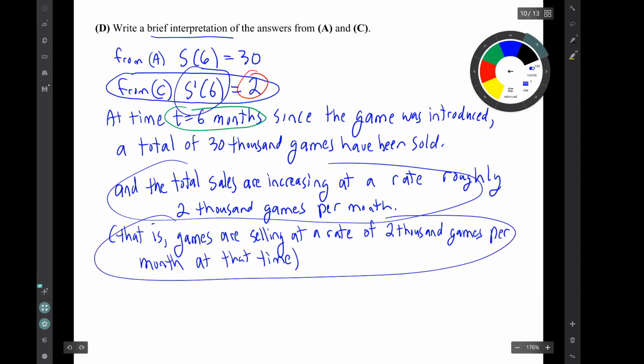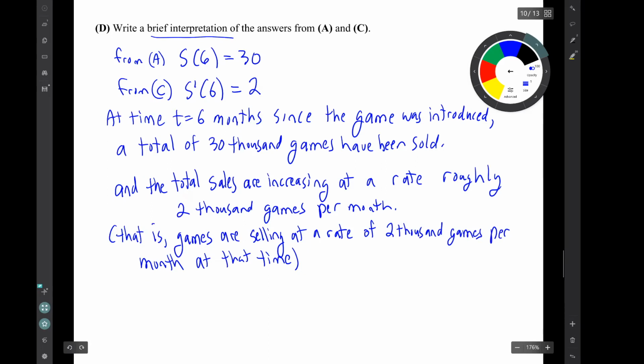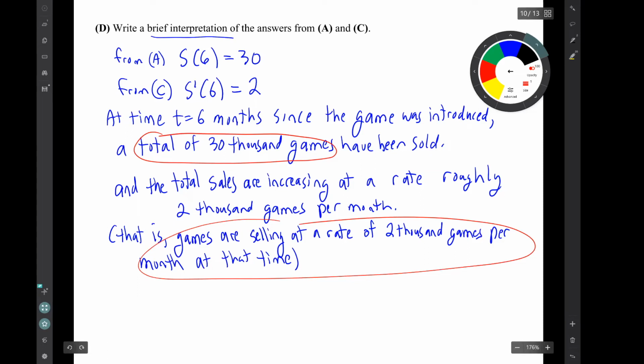In terms of the marginal idea, it's a good estimate of how much the total sales would increase if the time increased by 1 month. In other words, if at time 6 months a total of 30,000 games have been sold and games are selling at a rate of 2,000 games per month at that time, then you could safely estimate that at time 7 months, maybe around 32,000 games will have been sold.